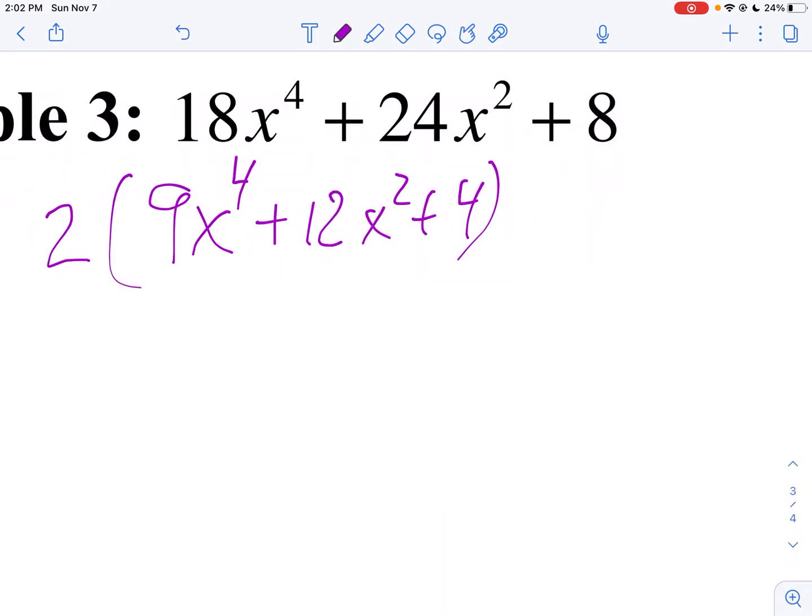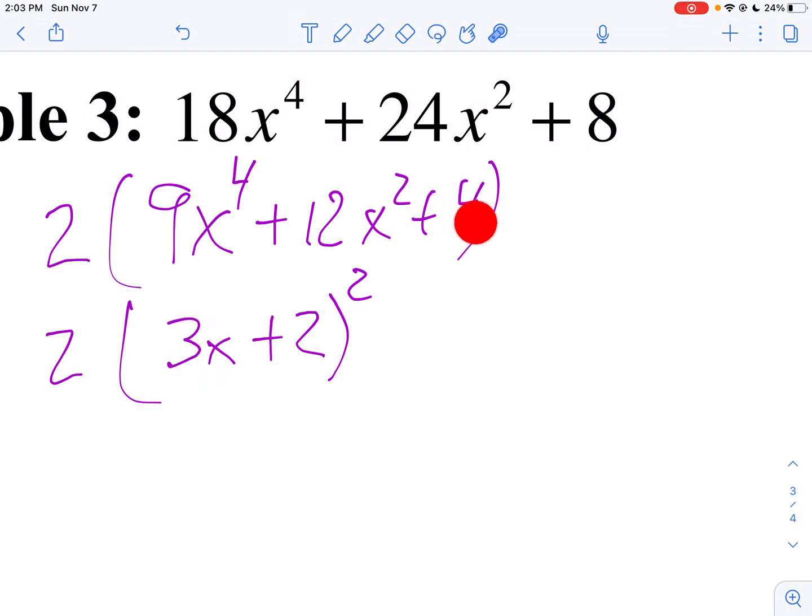So I'm going to say 2. I'm going to guess. I'm going to say 3x plus 2, the quantity squared. The reason I said 3x plus 2: the square root of 9x to the 4th is 3x, and the square root of 4 is 2. Now let's check to see if I get 12x squared. Oh, it's not 3x though, it's 3x squared, because the square root of x to the 4th is x squared.